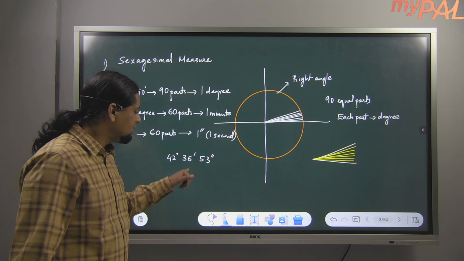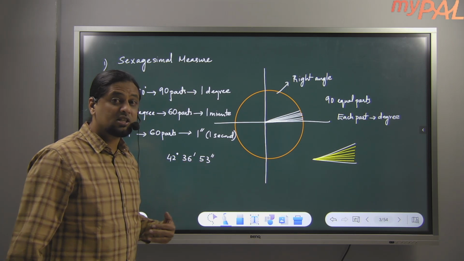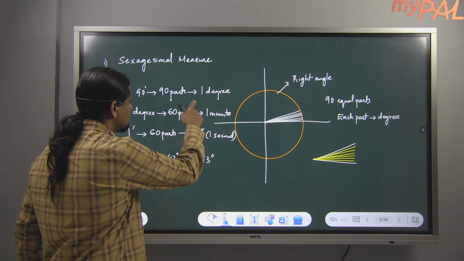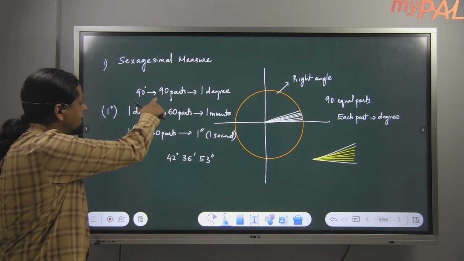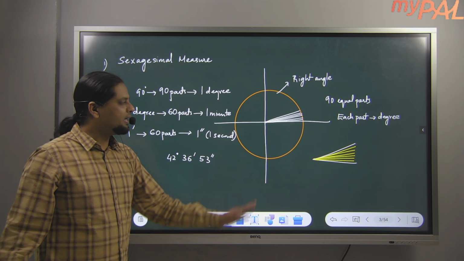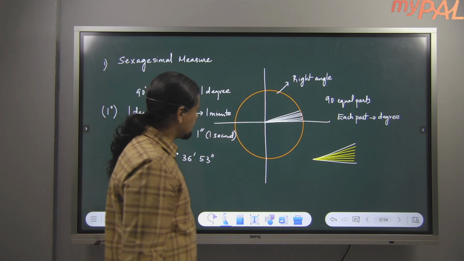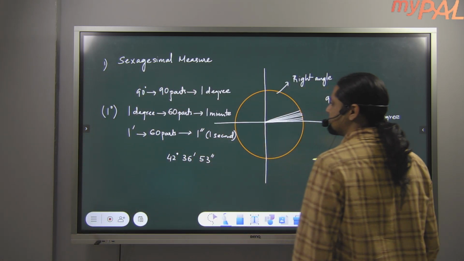You have to keep in mind that these numbers, minutes and seconds, cannot go beyond 60, because they have 60 parts only. But what about my degree? It can go till 90 degrees. I'm just talking about the first quadrant. So this is one type of measurement, the sexagesimal measurement.